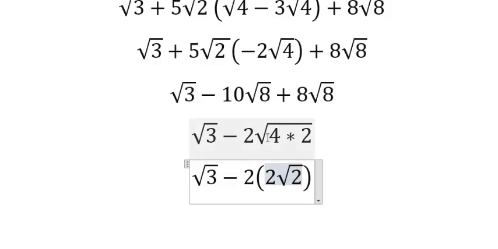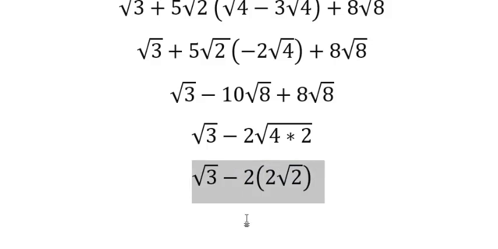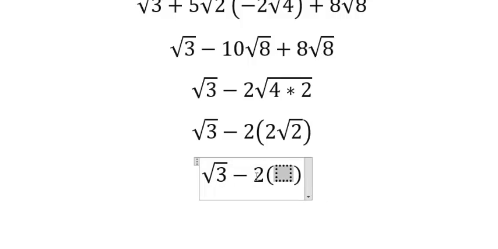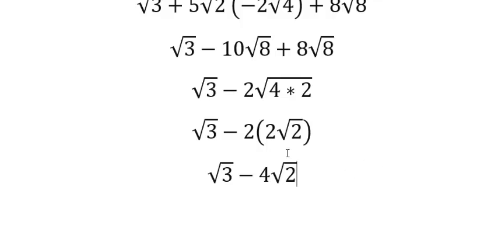Now because this thing is attached to the 2 outside, I'm gonna put parentheses because they are multiplying. And when you multiply square roots, remember you multiply outside with outside. So I'm gonna multiply this 2 outside with this other 2 outside. Okay, so 2 times 2 is gonna be 4, so the answer will be negative 4 square root of 2. I'm gonna put it in here, and that will be the answer for this exercise. Square root of 3 minus 4 square root of 2.